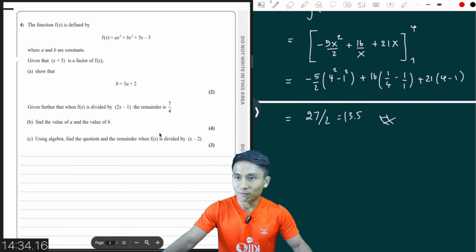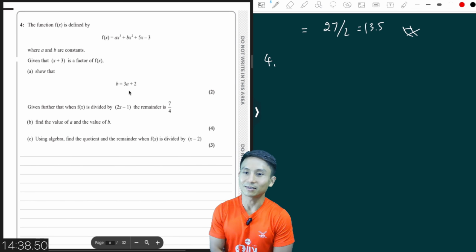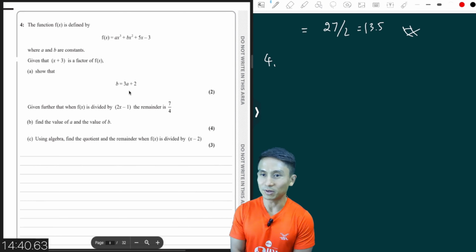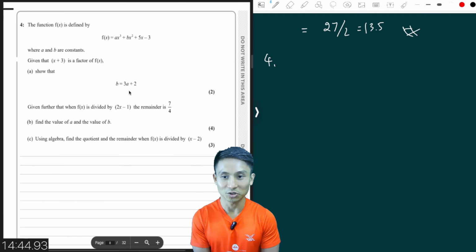Okay, number 4. The function f(x) is defined by that, where a and b are constants. Given that x plus 3 is a factor of f(x), show that b equals 3a plus 2.